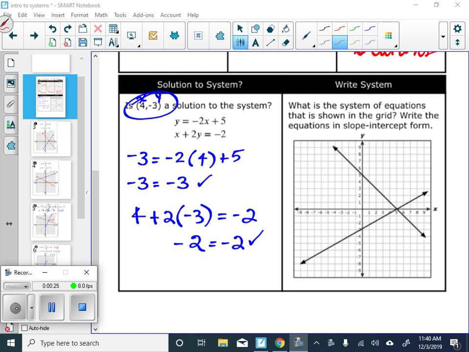When they're right on top of each other, the same line, they're infinite solutions. What else? Parallel means there's no solution because they're never going to touch. We did lots of graphing yesterday, yes? We graphed in slope-intercept form, we graphed in point-slope form, and we converted standard form so that we could graph that. Yes?